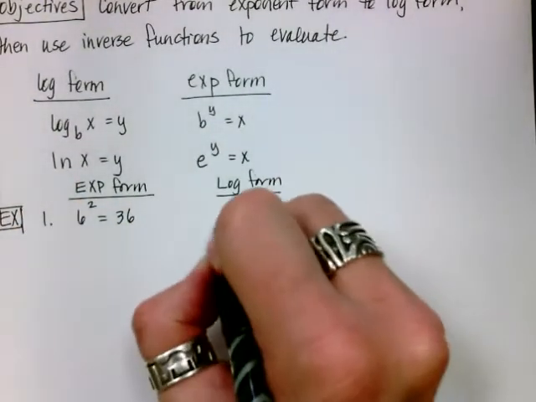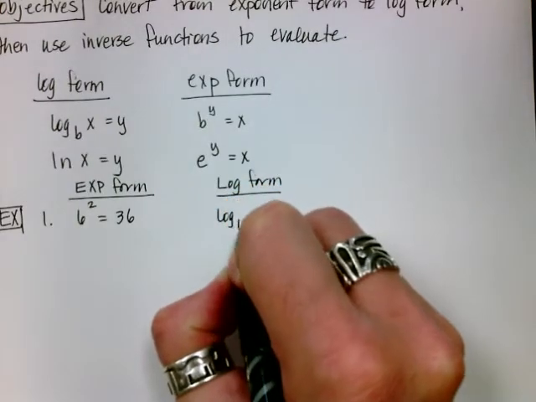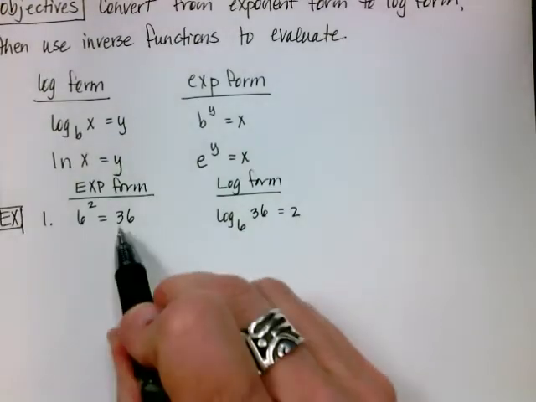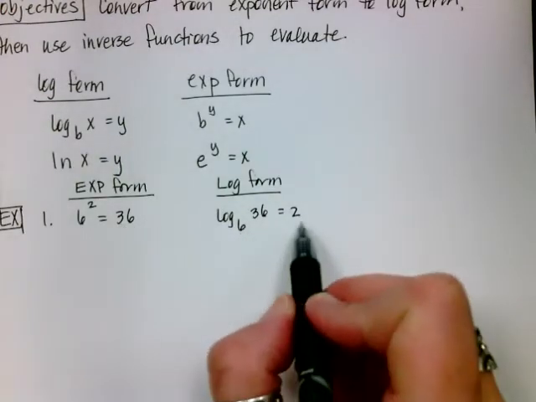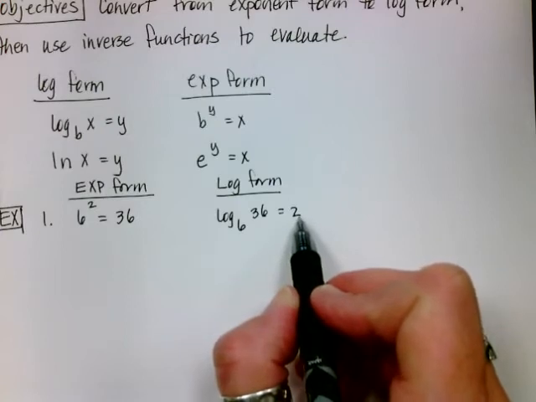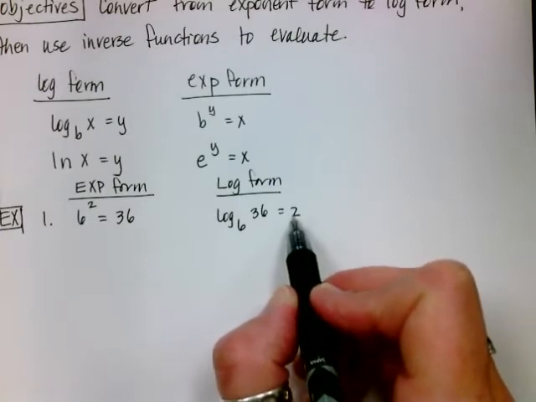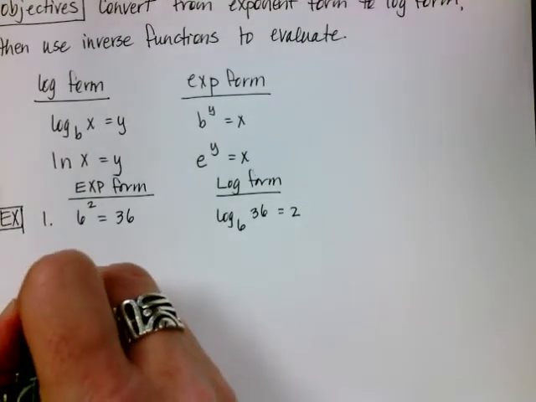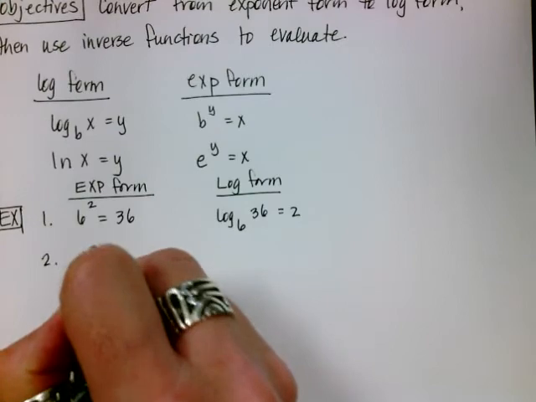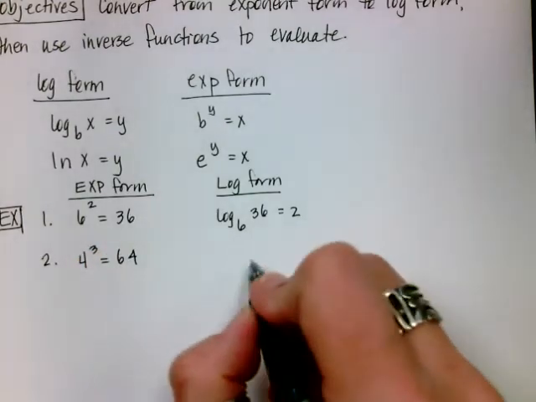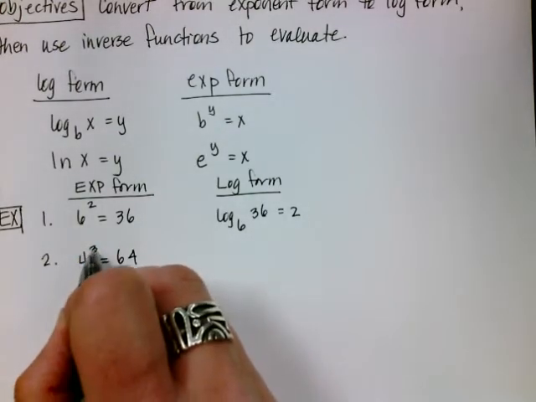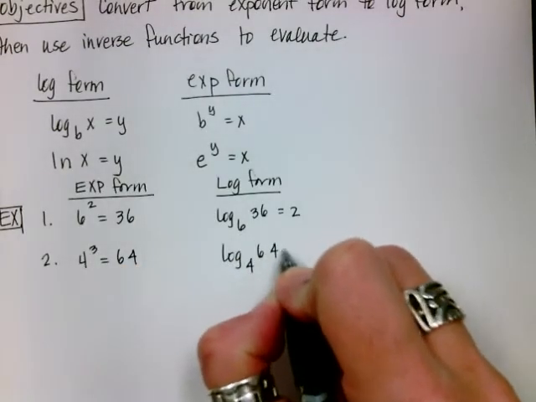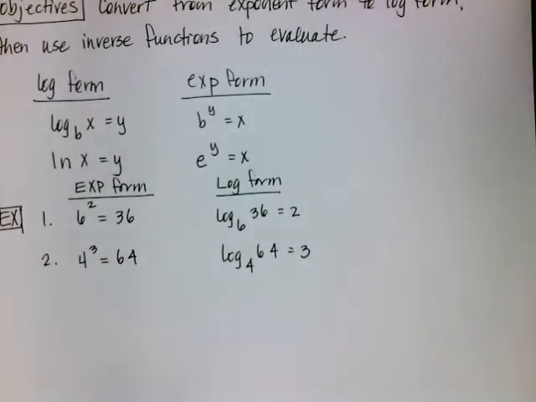So this is my base, so I would write the log base 6 of 36 equals 2. Notice that when I convert from exponent form to log form, it always puts the exponent in the solution spot, which is how I solve for logs, or solve for the variable when it's in the up position. The second one, what if I had 4 to the third is equal to 64? This is my base, this is my exponent, so I would say the log base 4 of 64 equals 3.